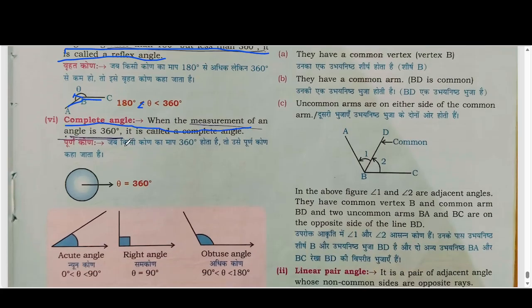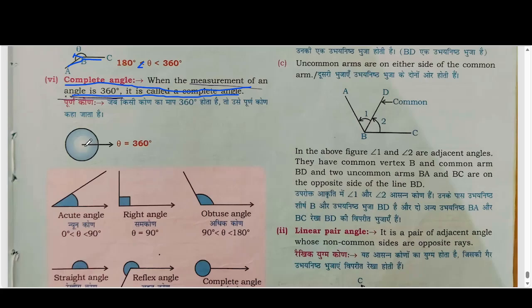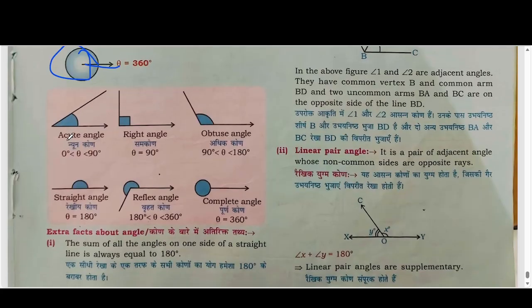Complete angle: when the measurement of an angle is 360, it is called a complete angle. This was theta and this was 360. It is a complete angle.